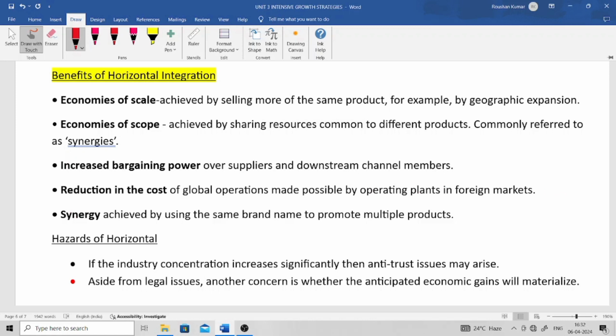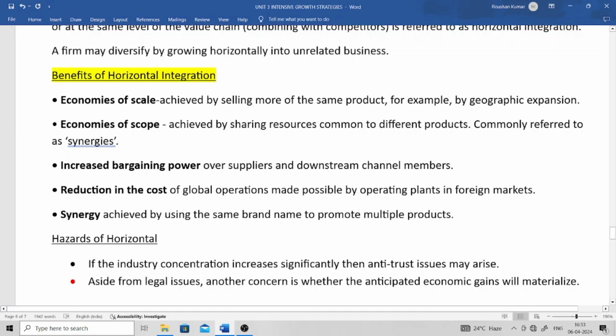Now next, move on to the hazards or the disadvantages. So here, one hazard that is given: if the industry concentration increases significantly, then antitrust issues may arise. That is the first thing. Second, aside from legal issues, another concern is whether the anticipated economic gains will materialize. Means whether by integration there will be gain or not.